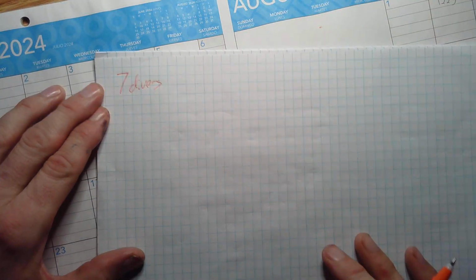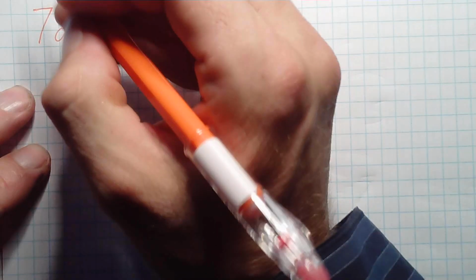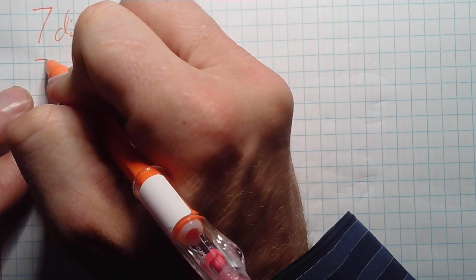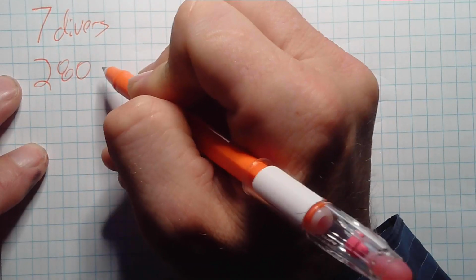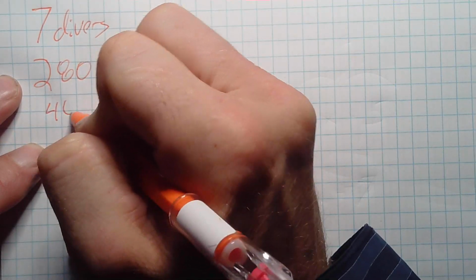Okay, so now let me show you how to do it using unit analysis. Let's say I'm going diving with 7 friends, 7 divers. I have 7 divers who are going diving, and we're traveling to a dive spot that's 280 miles away, one way, right? So that means that both ways it's 460 miles away.